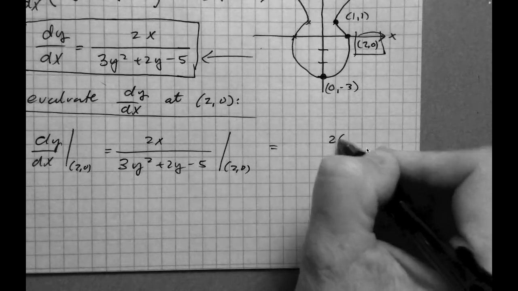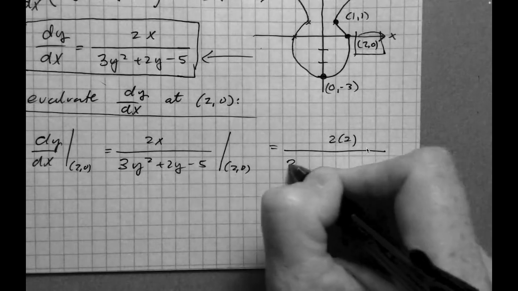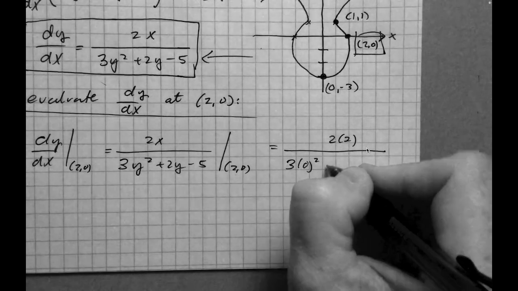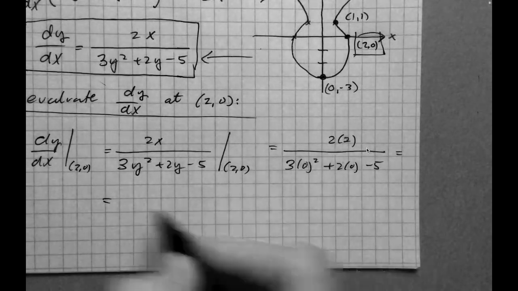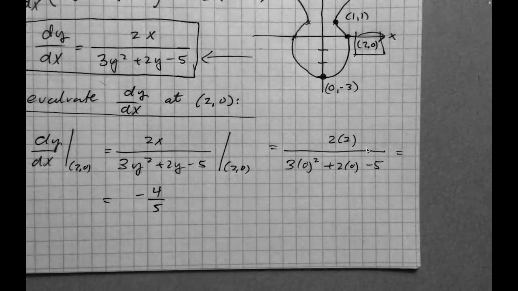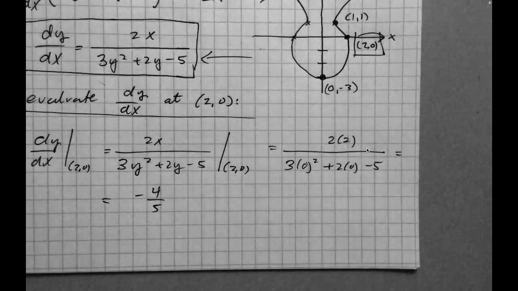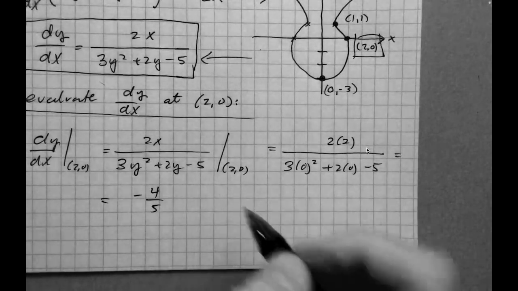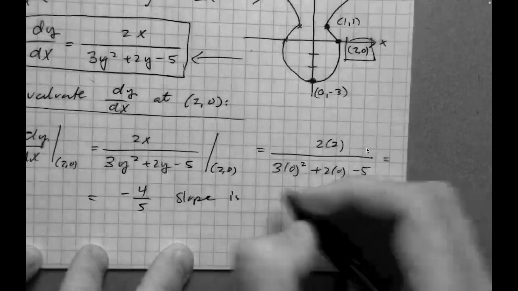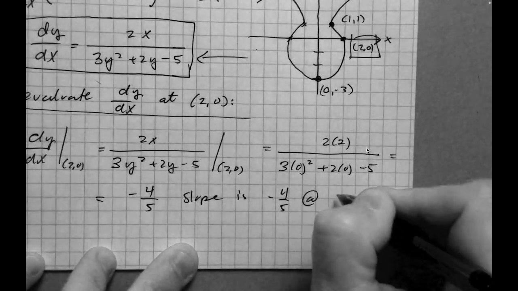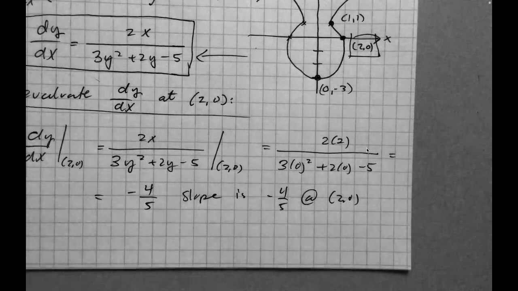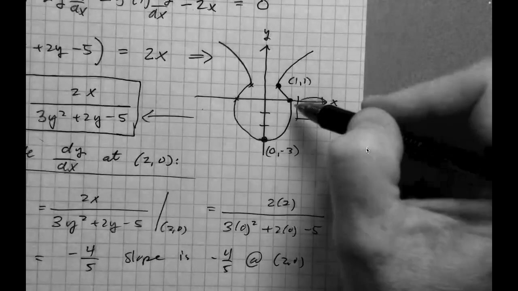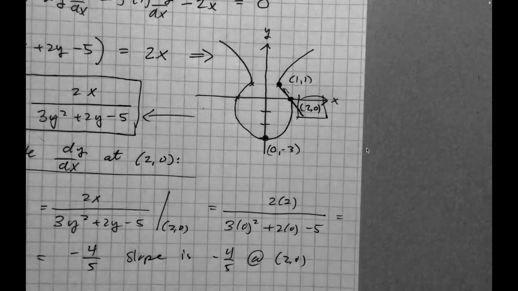And so what do I get? I get 2 times 2 up top, and then a lot of these terms are going to zero out. What I end up with here is -4/5. You get the 4 up top, and down below you get a -5. So this is telling me that the slope is -4/5 at the point (2, 0). That makes sense. It looks reasonable. Certainly could buy that that's 4/5 there.